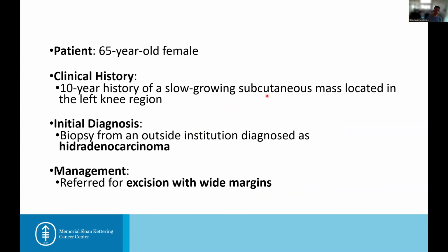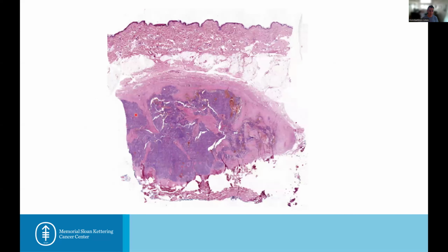Diagnostic tool 2, let's start with the case. This was a 65-year-old female, who had a 10-year history of a slow-growing subcutaneous mass. At an outside institution, it was diagnosed as hidradenocarcinoma, then referred for excision with wide margins. This is the case that was shared by my dear colleague, Dr. Masado, from Valencia, Spain. So this is the tumor from low power.